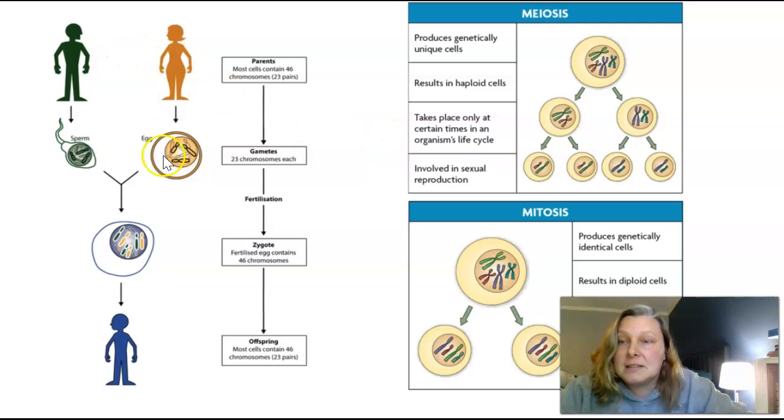So you will get 23 chromosomes from your mom, and you'll get 23 chromosomes from your dad, and they're contained in those gametes, and those gametes are created by meiosis. And then when they combine during fertilization, then you get all 46 of your chromosomes. So you get 23 from mom, 23 from dad. That's where you get the whole 23andMe, those 23 pairs.